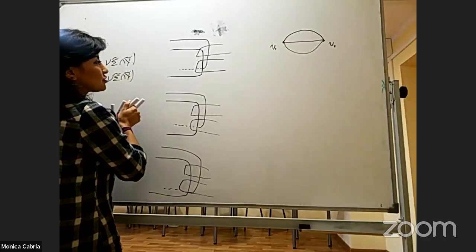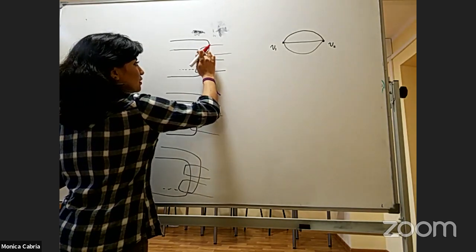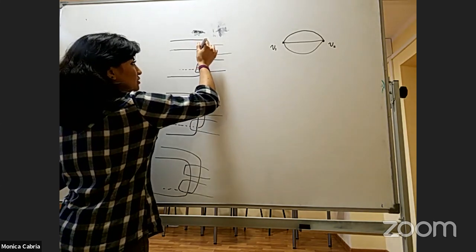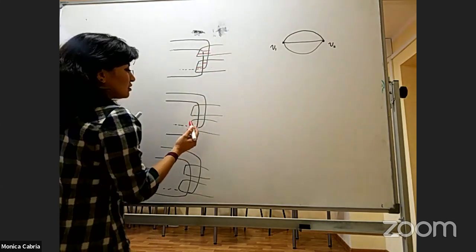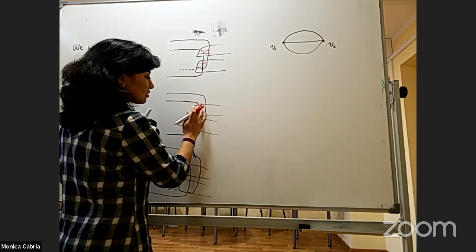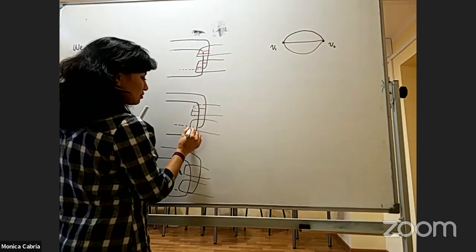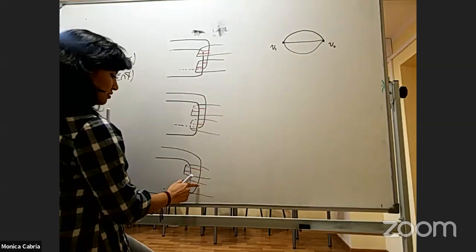Okay, so now let's draw the intersections here, here, here. Here. And then we come here, and this is here. Right, not here and close. Okay, is that good enough?